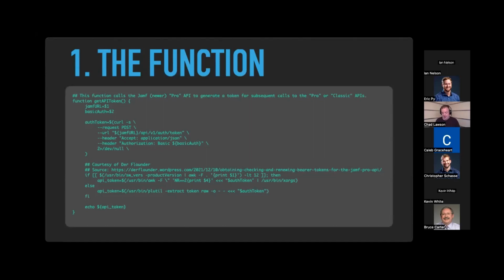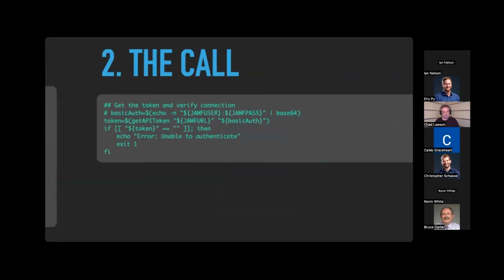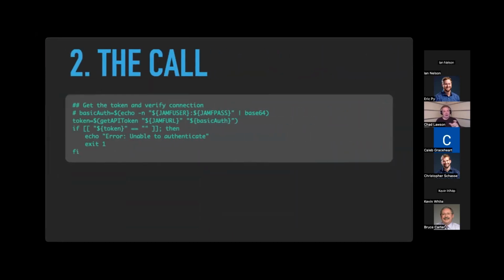So just pasting this in, and I'm getting a note that it is in fact online right now, so you should be able to get that from our blog. The second thing is then we need to put into our script a call to that function to be able to get that token.